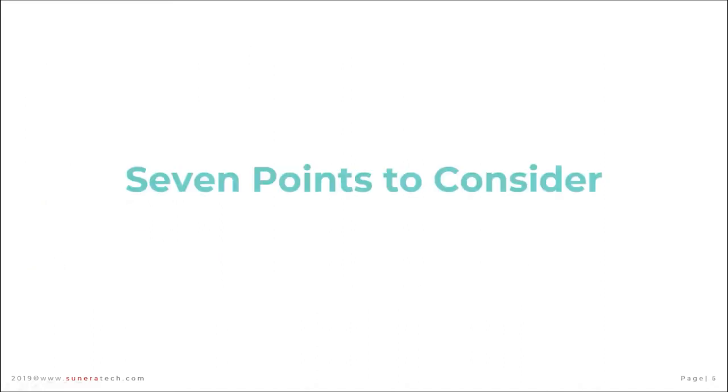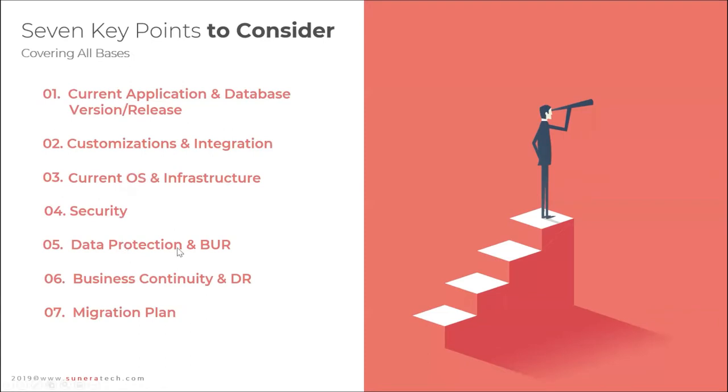So at this point, we'll go into the 7 key points to consider when migrating our applications to cloud. The first, your application database version and release. We'll get into details on what and why. The second, customizations, integrations. So this is very key because you're typically not moving just one workload. You're typically moving multiple workloads. And without the right integration, you don't want your functionality to break once moved to cloud.